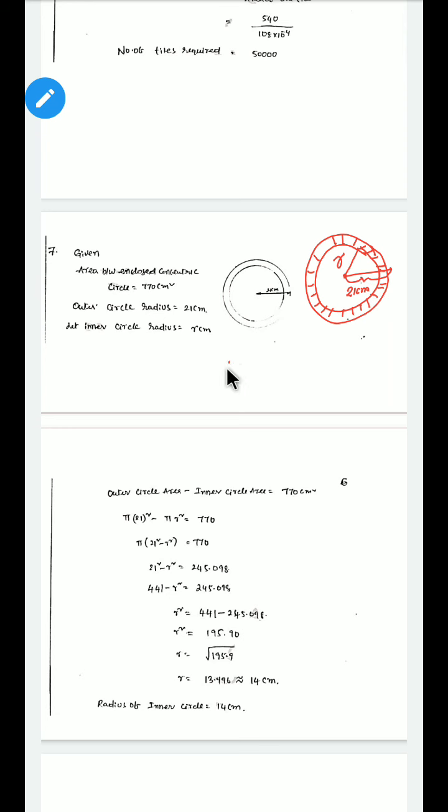The area of the outer circle is pi into capital R square, that is 21 given. So pi into 21 square minus pi into small r square, because if you subtract the smaller circle's area from the bigger circle's area, then you will get the area of this shaded portion. So this area is given here, 770. Now from here you can easily find out the value of r. That is approximately 14 centimeter.